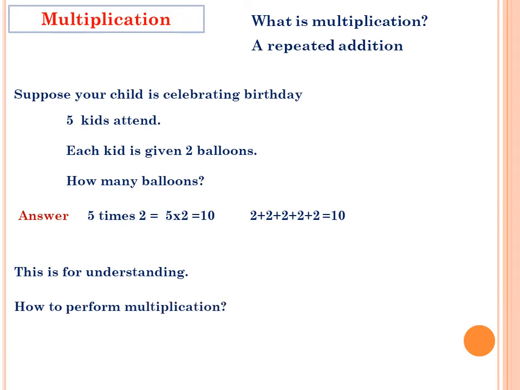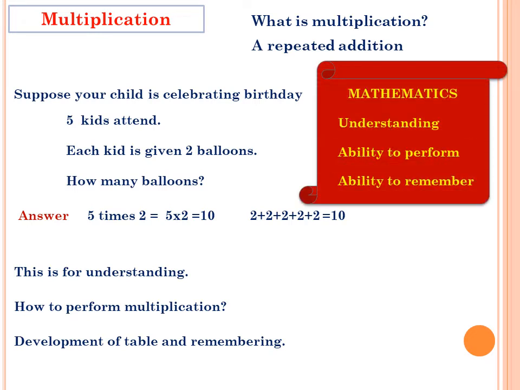Second one is how to perform multiplication. This is operation, so operational ability. Then of course the third one is development of table and remembering. So in mathematics, normally the procedure is like this. First one is understanding any new concept. Second one is ability to perform, because mathematics normally means some operation, some activities, something we have to do. Third one is ability to remember, because once we learn, we have to remember. This is one peculiarity of mathematics. So 3 stages we have to follow carefully, especially in the primary level.